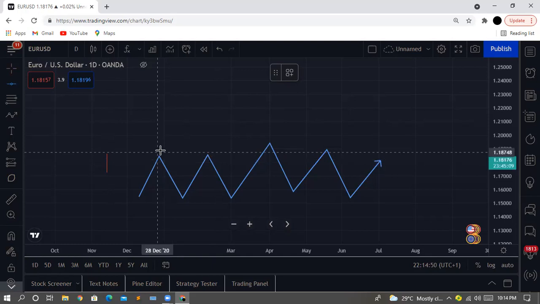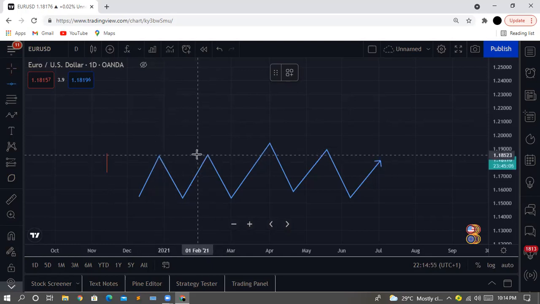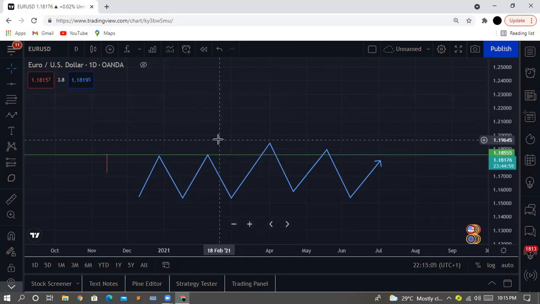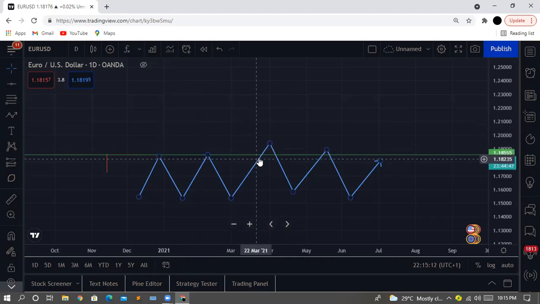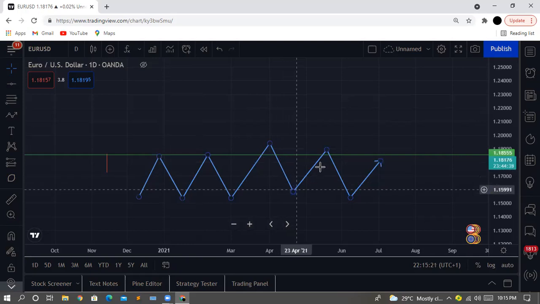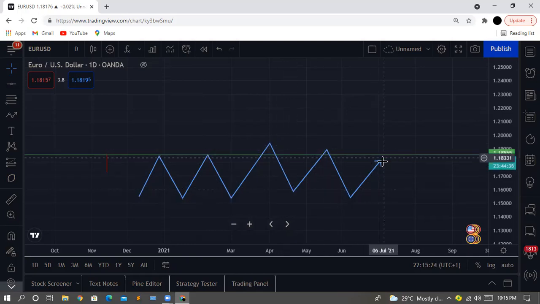Let's say the first time we tested this point, the second time we tested this point, people would automatically assume the resistance is right there, which is not completely correct. The resistance or support is meant to be a zone, such that price can break above this line, but not too far from the line, and still return. You can see it returned and respected it here again and back.